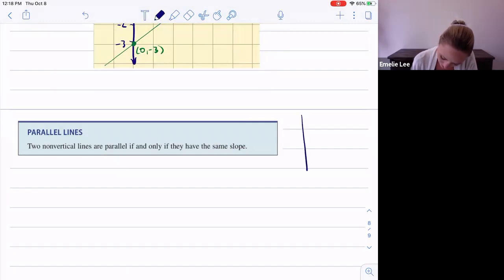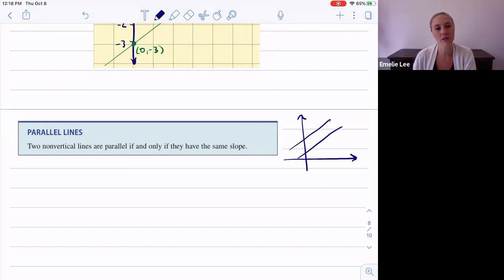Okay? So that goes without saying, kind of, right? So if you have something like this, then you've got a line here and a line here. Those are parallel lines. I'll try to make them parallel.